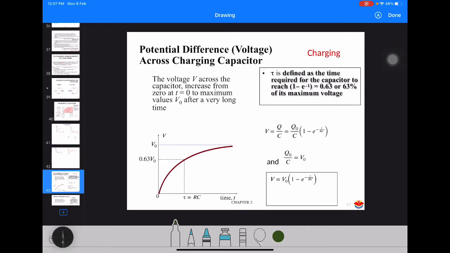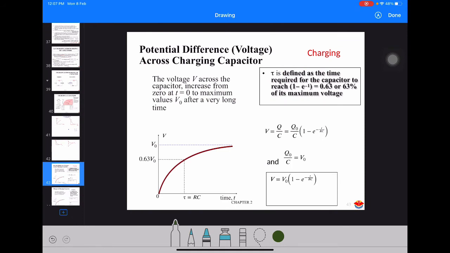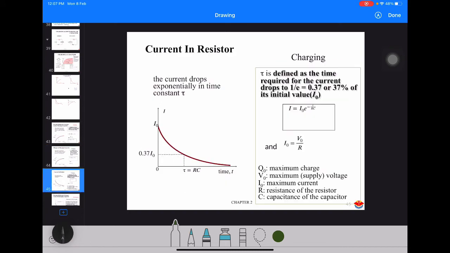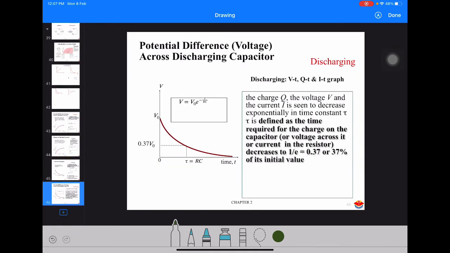If you look at your notes, this one we have to go through. For charging, tau is defined as the time required for the capacitor to reach 0.63, 63% of its maximum charge. But for the current, that one is for charge. For the current, it is defined as the time required for the current to drop to 0.37. So it's a little bit different in meaning over there. The tau for discharging is defined as the time required for the charge on the capacitor to decrease to 0.37.